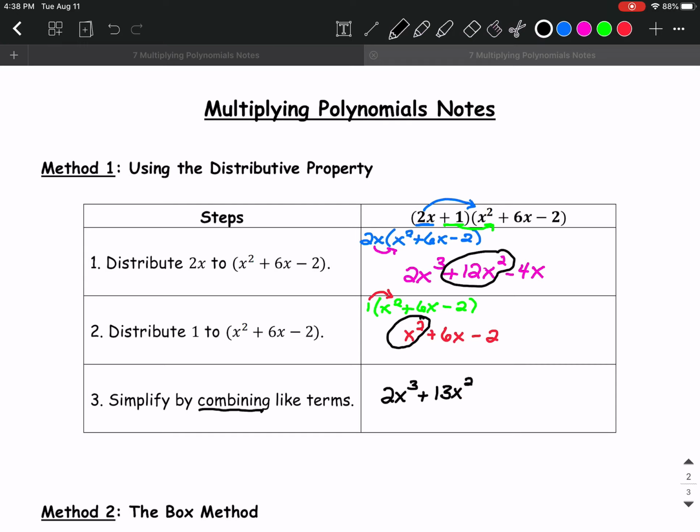Then I've got negative 4x's here and a positive 6x here. If I add that up, I get plus 2x. And then I have my lonely negative 2 hanging out here. Now we have multiplied the two polynomials. That's it. That's all there is to it.